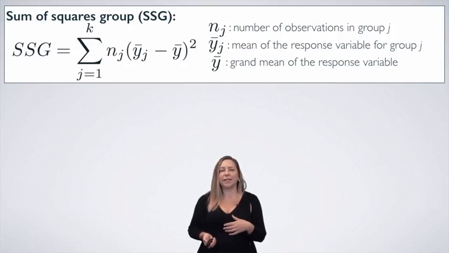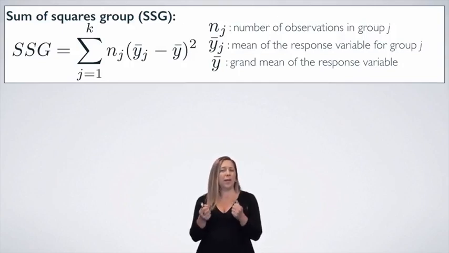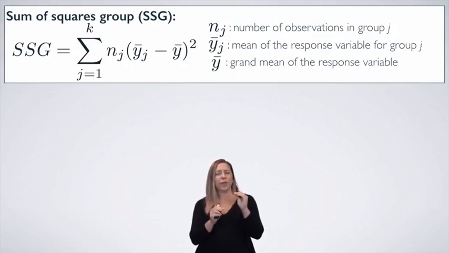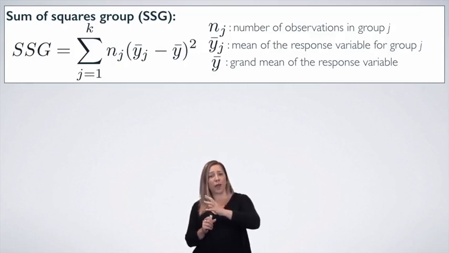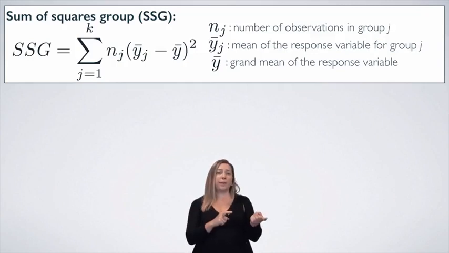It's calculated as the deviation of group means from the overall mean, weighted by their sample sizes. More specifically, for each group, we calculate its mean, that's y bar j, subtract the grand mean, y bar, from it, square this value, and multiply it by the sample size for that group. We do this for each of the groups and sum them up.